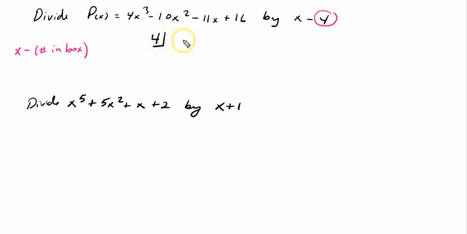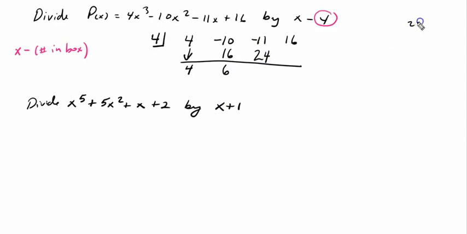Then what I need to have here are my coefficients for my polynomial p of x. And I can see that all powers of x are represented there. So my first coefficient is going to be 4, then negative 10, then negative 11, then 16. Then I skip a space and draw a line, and I get the ball rolling. 4 times the number in the box is 16, and then we add. Negative 10 plus 16 is 6. 6 times the number in the box is 24, and then we add. So negative 11 plus 24 is the same thing as 24 minus 11, so that's going to give me 13.